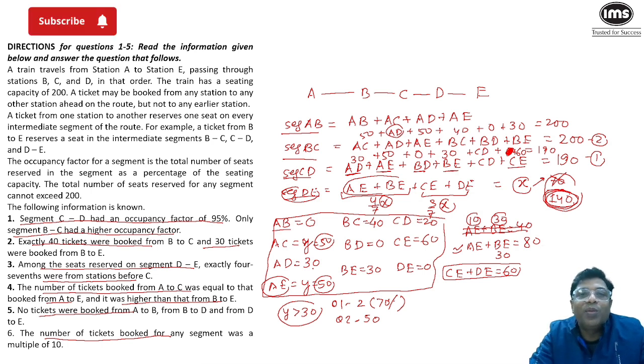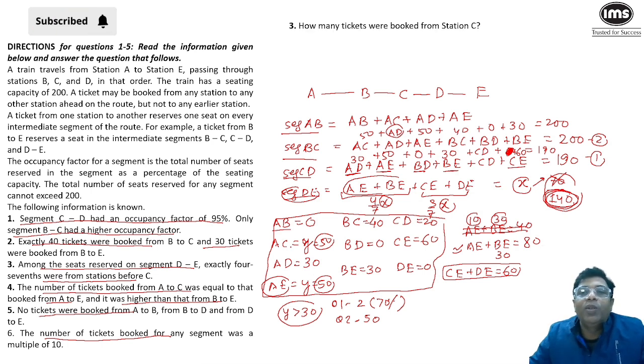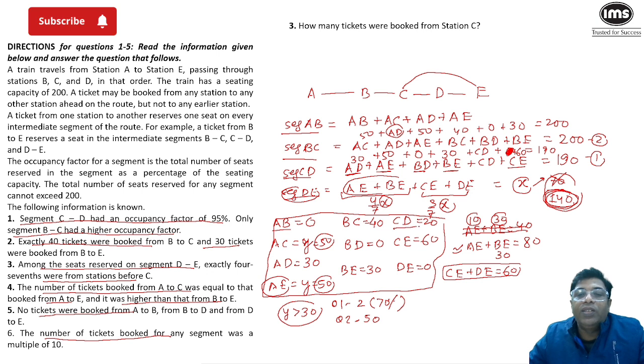Next, go to the next question. Question number 3. How many tickets were booked from station C? So now from station C, how many tickets were booked? That is CD plus CE. CD is 20 and CE is 60. So CD plus CE is total 80. So for question number 3, the answer is going to be 80.